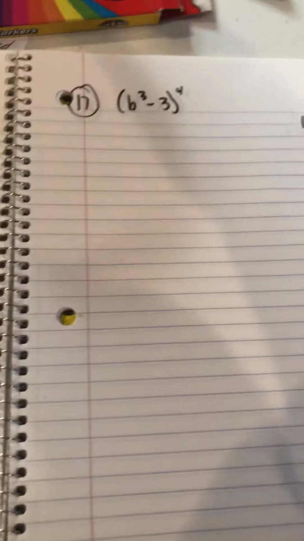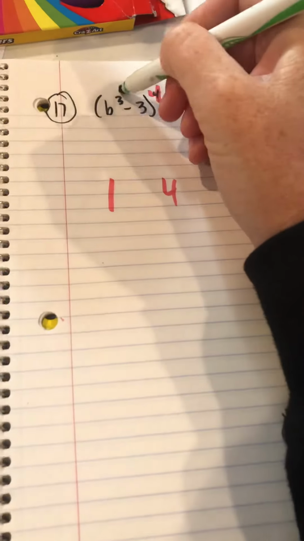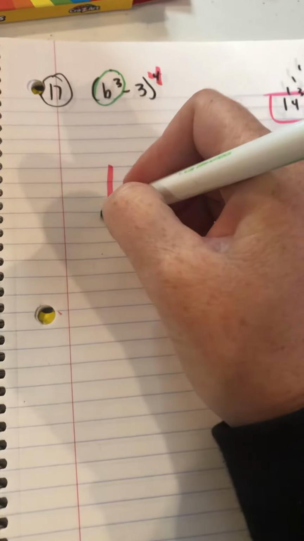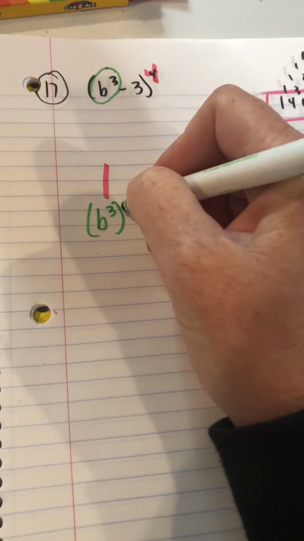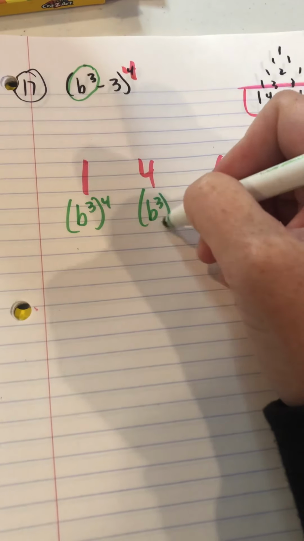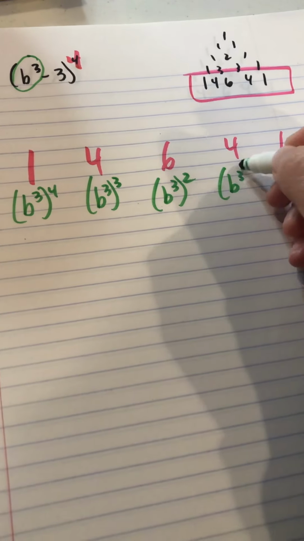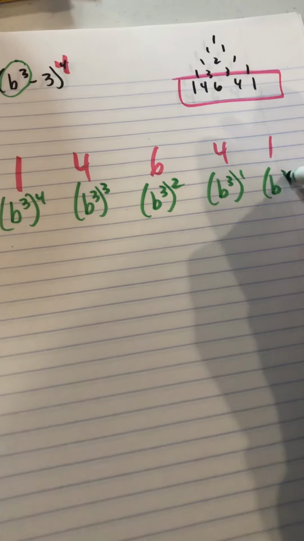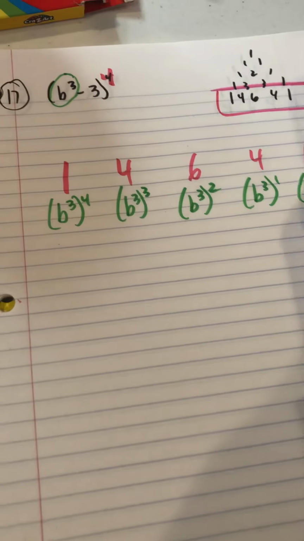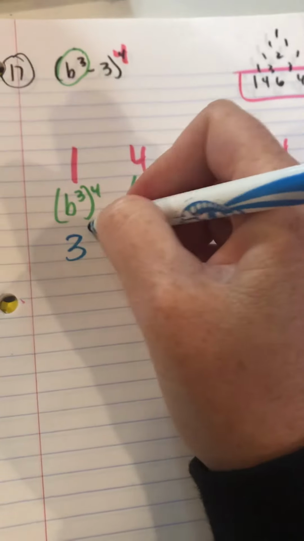Now 17 is a minus, and we've got some extra exponents here. So again, this 4 tells me I'm going to have 1, 4, 6, 4, 1. Much better. And then I got this whole thing as my first term. So I've got b cubed to the 4th, b cubed cubed, b cubed squared, b cubed to the 1, b cubed to the 0. Then I got my 3.